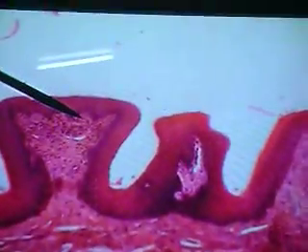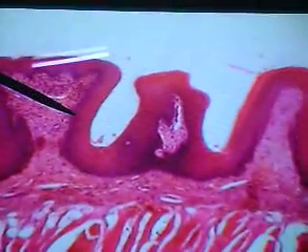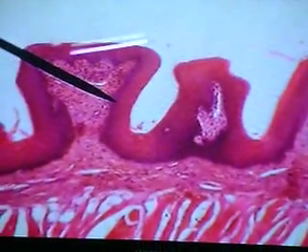Were there to be taste buds, hopefully we're going to find some soon, you would see them like flask-like structures contained roughly where the pointer is at now. Okay? So there is a massive block of skeletal muscle. Alright, let's go on to another slide here.